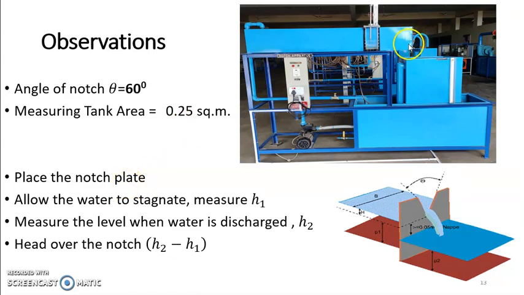Now coming to the procedure part, first we need to place the notch plate at this end and allow the water to flow through this channel, and initially we need to set some discharges. If you are taking 3 readings, we need to adjust this discharge valve or gate valve in such a way that it is 1 by third, 1 by third, 1 by third. Initially we will set approximately 30 to 35% discharge, next 65 to 75%, and last 100% discharge.